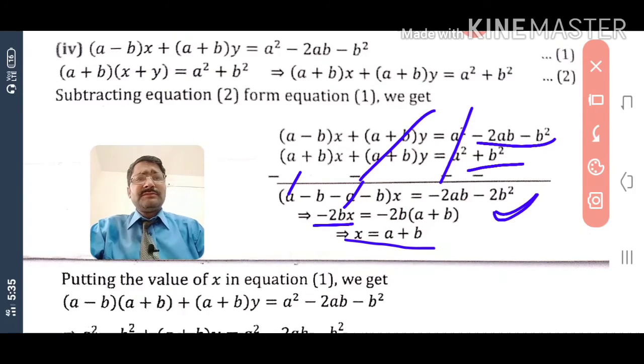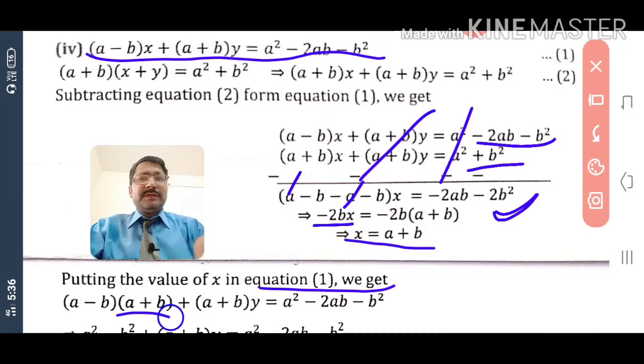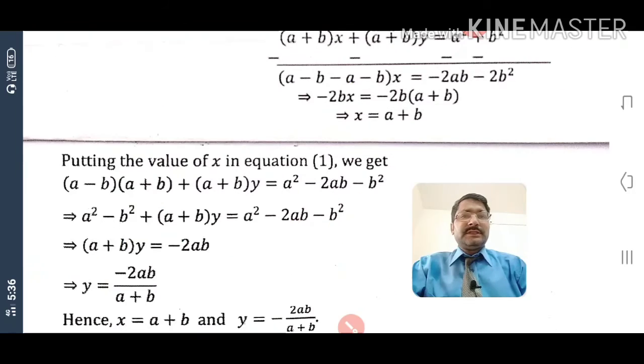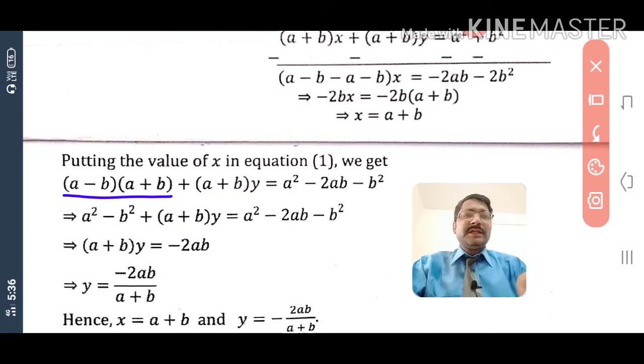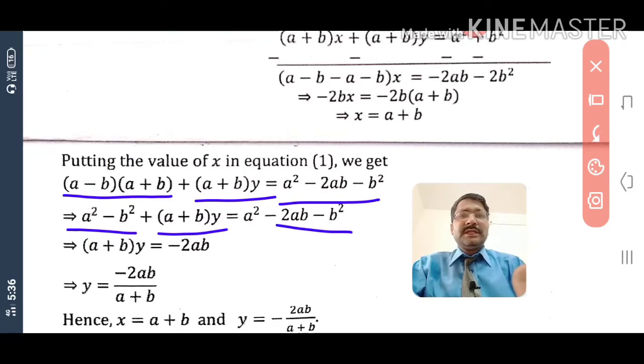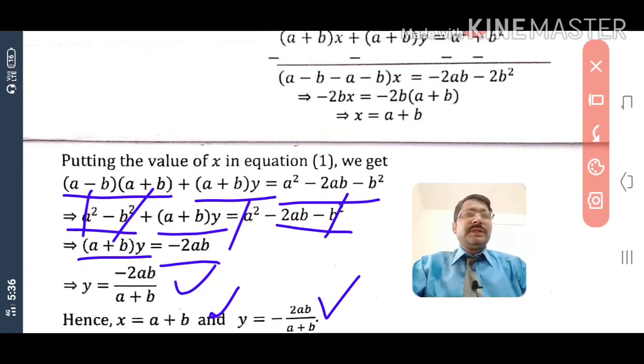This x equal to a plus b, you put in equation 1. In equation 1, in place of x you put a plus b. So (a minus b)(a plus b) plus (a plus b)y equal to a square minus 2ab minus b square. Here (a minus b)(a plus b) you can write as a square minus b square, and the rest you write as it is. You can check a square cancels, and b square and b square also cancel. Remaining is (a plus b)y equal to minus 2ab, so y equals minus 2ab upon a plus b. In this way you get the value of x and y. Hope you understand this solution.